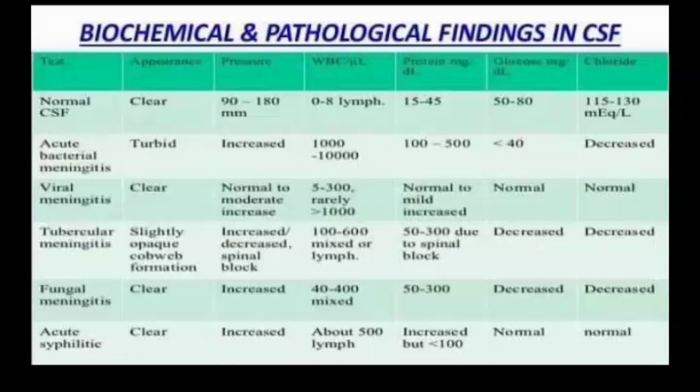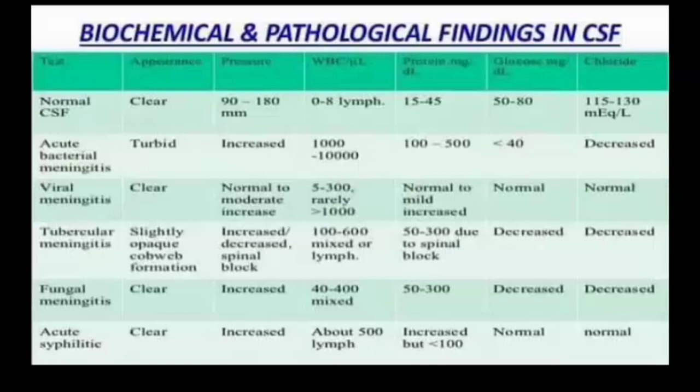Regarding tubercular meningitis, the appearance will be slightly opaque, a web formation will be present, the pressure may vary, and the WBC count may increase. Then protein is 50 to 300. Then glucose will be decreased and chloride also will be decreased. Tubercular meningitis is caused by Mycobacterium tuberculosis. That's why it is a bacteria.